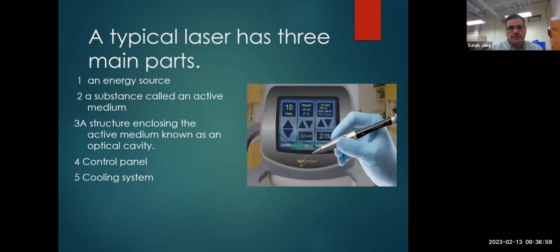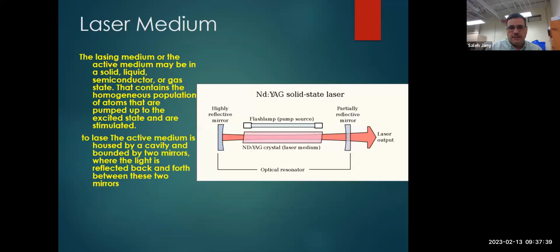So a typical laser has three main parts. Usually a dental laser has an energy source, mostly a flashlight. A substance called the active medium, like the helium neon laser made of helium and neon, or the CO2 laser made of the gas CO2. Or a structure that houses them, called the optical cavity, where there are two mirrors that stimulate each other. And a control panel, where we control the speed, the energy, the heating system, and the cooling system. All these are available in the laser machine.